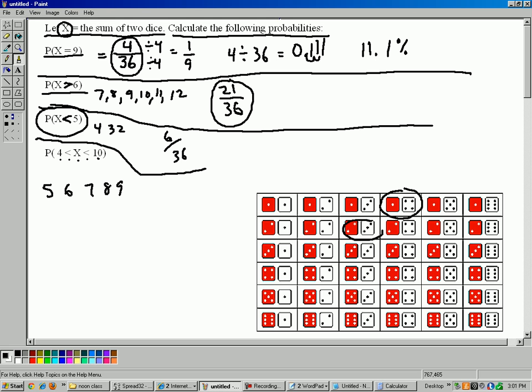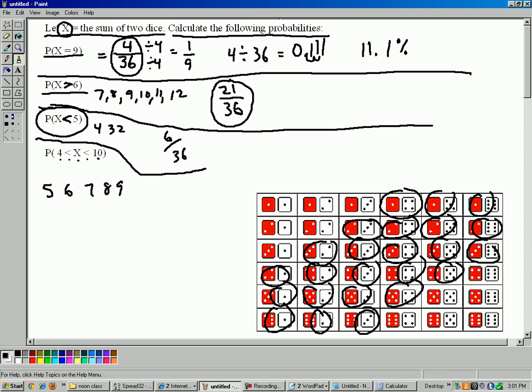There's a 5. Here's a 5. Here's a 5. Okay, and 6. There we go, all the 6s. And all the 7s. All the 8s. All the 9s. Okay, there's all the ways that X can be between 4 and 10.